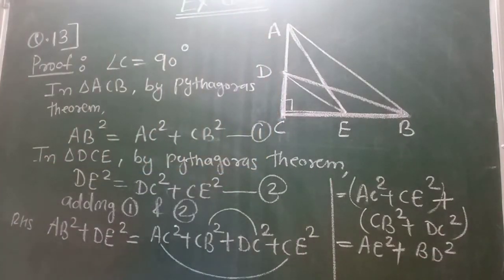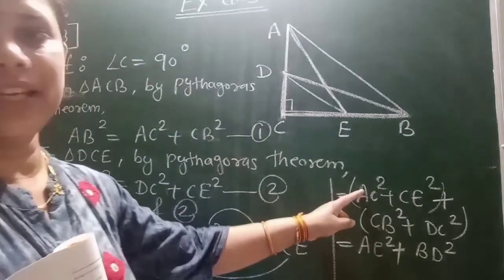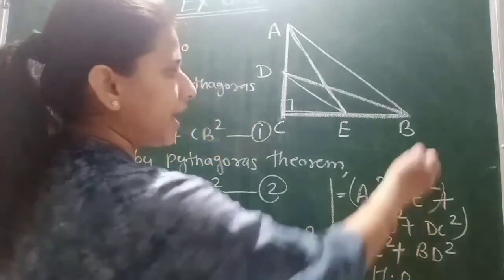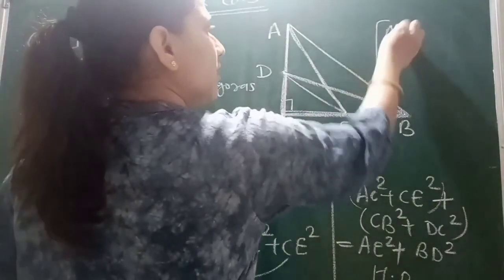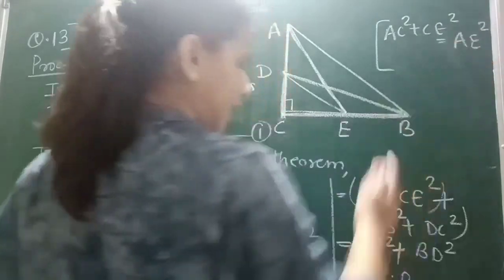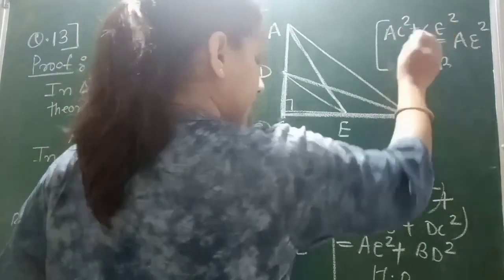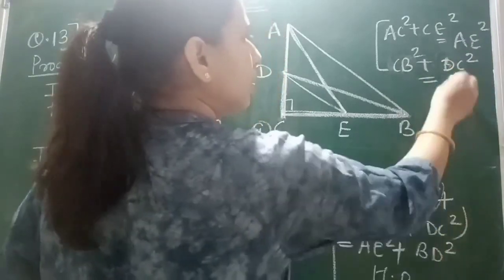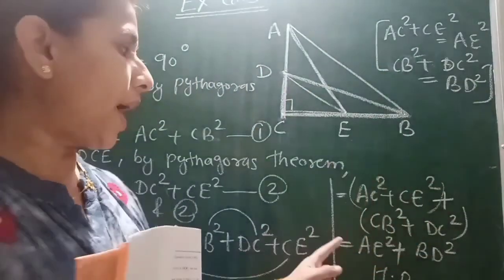So how many times will we use Pythagoras theorem here? 4 times: 1, 2, and then 3 and 4. 4 times we apply Pythagoras theorem and hence this is proved. And on the side also you have to mention what we are using here: AC square plus CE square equals AE square, and CB square plus DC square equals BD square. That also you have to mention at the side, why we are replacing this.